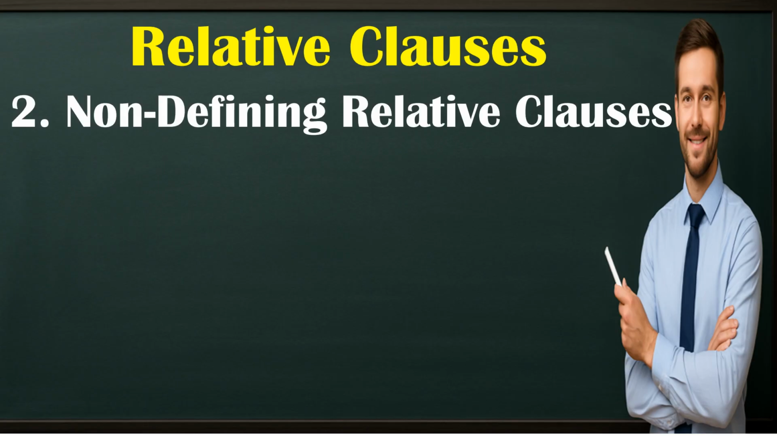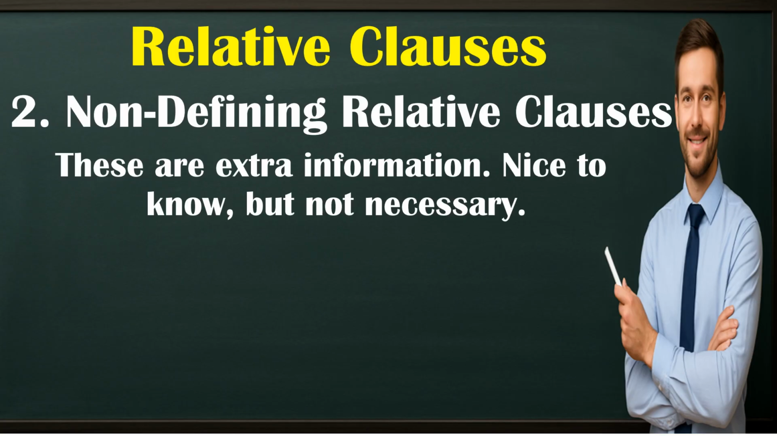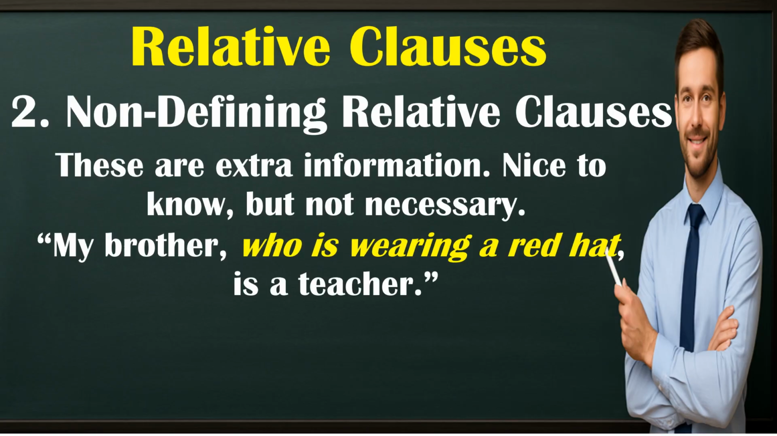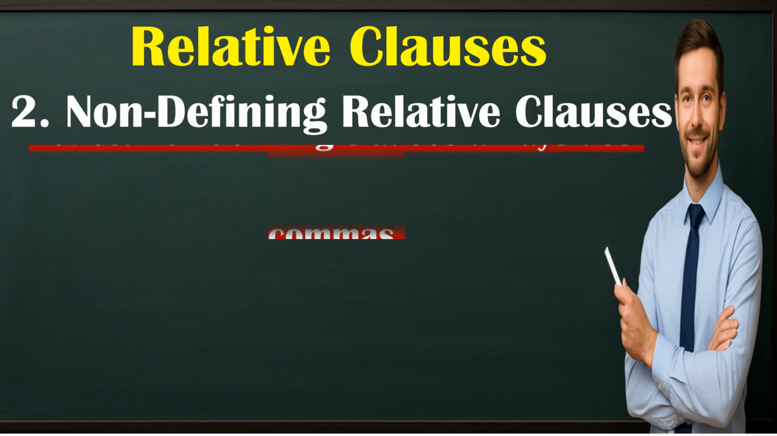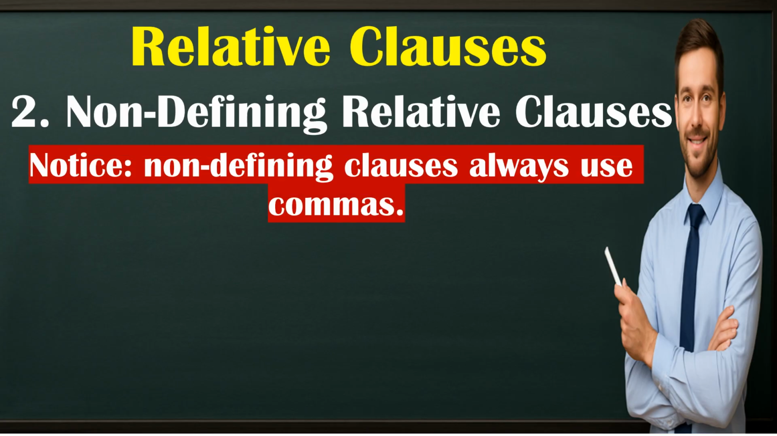Non-defining relative clauses. These are extra information. Nice to know, but not necessary. For example, my brother, who is wearing a red hat, is a teacher. Even without who is wearing a red hat, the sentence is clear. My brother is a teacher. That red hat detail is just bonus info. And here's the trick. Non-defining clauses always use commas. Think of commas as little arms giving extra info a hug.